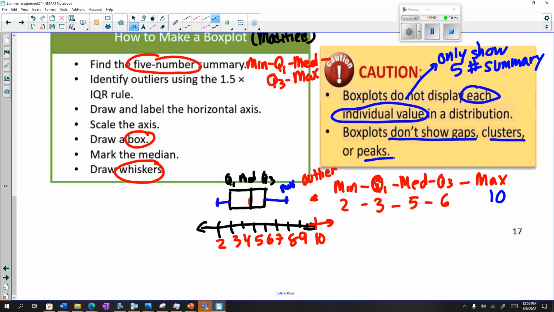Now you can also determine if it's skewed or symmetric based on the box plot. So if you see that, let's say this whisker had gone over to 10, you would know that the whisker is longer on the right, and this would indicate that it is skewed right because the whisker would be longer on the right. If the whisker was longer on the left, it would be skewed left. And if the whiskers were totally symmetric, then it would be symmetric.